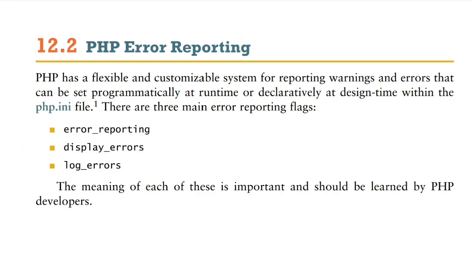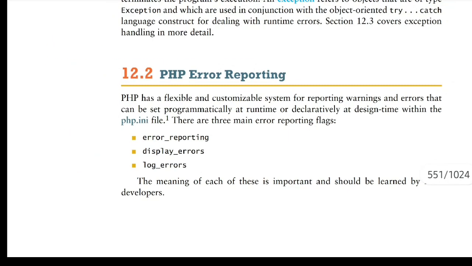So let's see what the different types of errors are. Flags: error reporting, display errors and log errors. By the name itself you can understand error reporting is the reporting of the errors. Display errors are errors which are directly displayed on the screen, but log errors are errors which are written into the log. So these are the different types of errors.